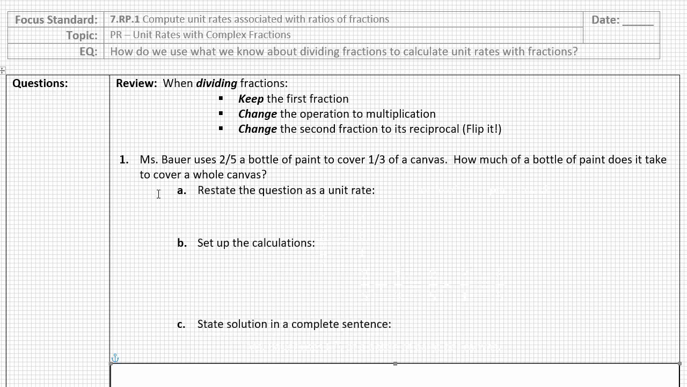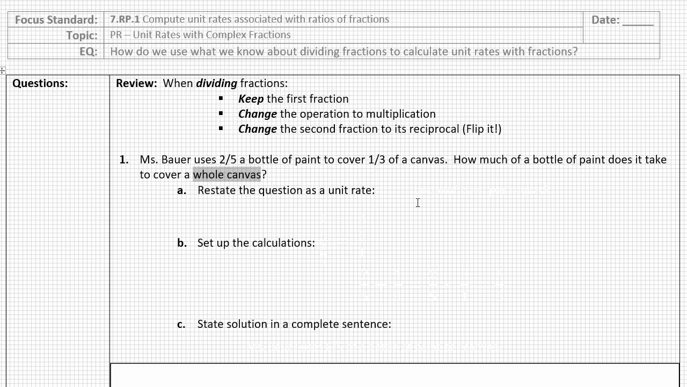In my mind, there's about 3 steps to thinking about this process for these types of questions. First of all, we have to interpret the question we're being asked, to think about it as the unit rate. What are the two quantities that they want us to compare? Then we're going to set up our calculations to do that, and then we'll state our solution in a complete sentence. So in our question it says, how much of a bottle of paint does it take to cover a whole canvas? Well, a whole canvas means 1, right? 1 whole canvas, which is a unit rate. Our second quantity is always a value of 1.